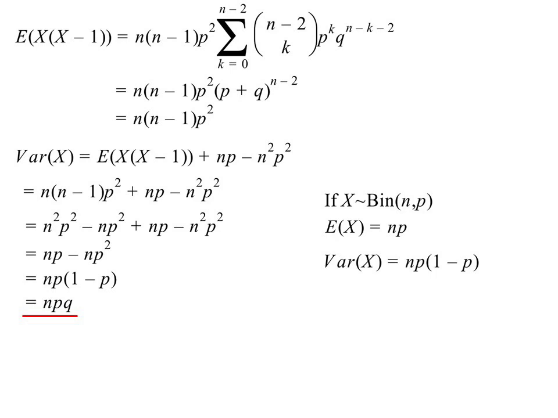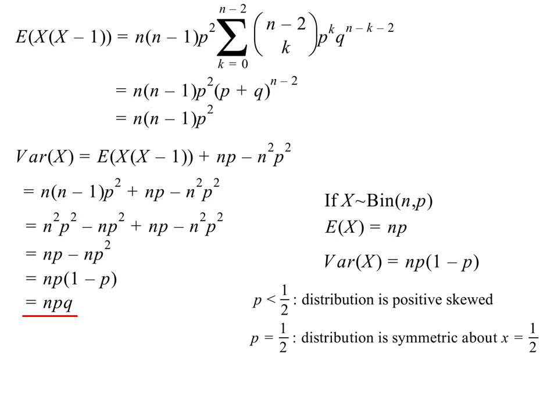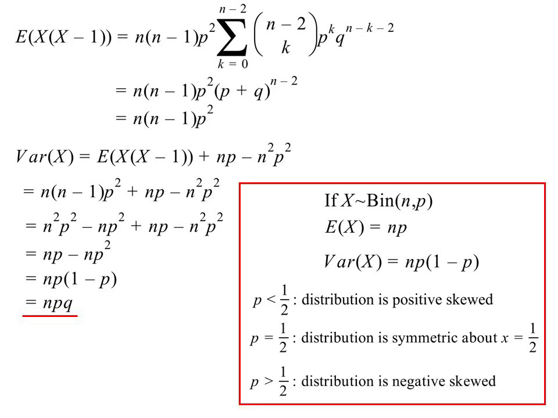Here's the interesting thing, if you were to look at the graph of the distribution, if p is less than a half, so if the probability of success is less than half, your distribution should be positively skewed. If it's equal to half, you should have a nice symmetric distribution. And if the probability is greater than half, you should have a negative skewed distribution. That's what you should be seeing on that graph.